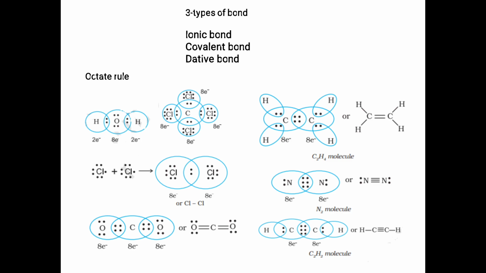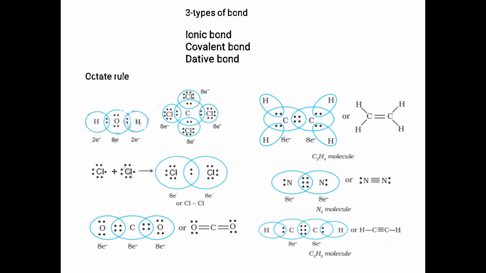Each and every atom tries to attain 8 electrons in its valence shell while bonded with other atoms. Like in water, oxygen needs 8 electrons in its octet. For CCl4, carbon needs 8 electrons for its octet, and chlorine also needs 8 electrons to fill its octet.